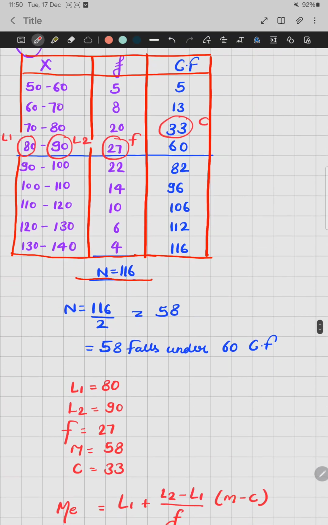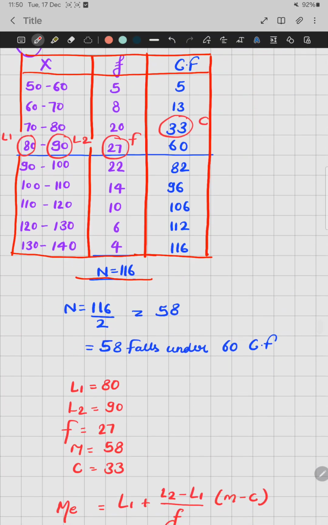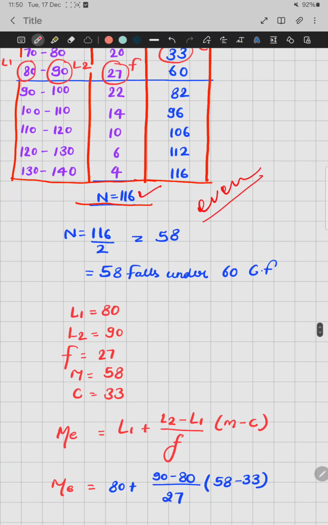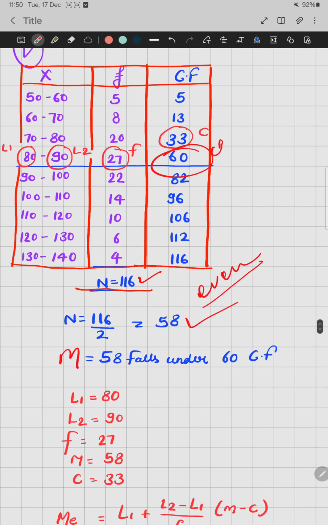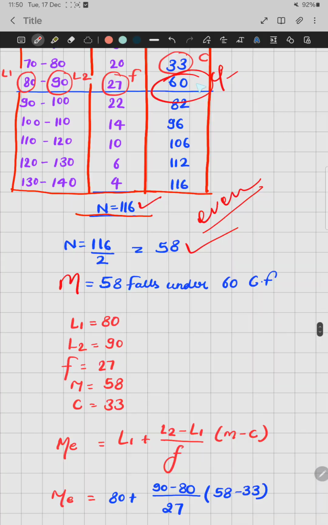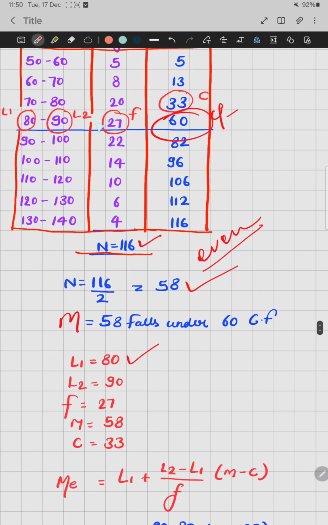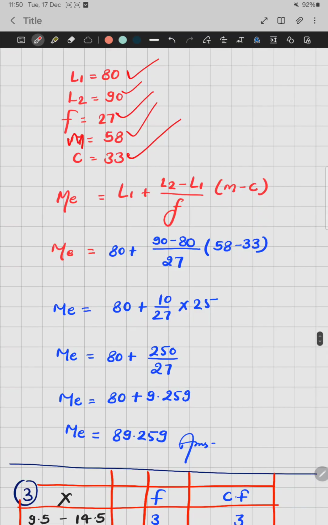Here is another question with the same method. Here also the value of n has come as 116, which is an even number, so the formula will be n by 2. Here your small m has come as 58, and 58 will fall under 60 CF, right? It's bigger than 33 and lower than 60. Now L1 will be the X series value right in front of 60, which is 80, the upper is 90, F is 27, m is 58, which you just solved, and C is the value above 60, or the category where our m has fallen.